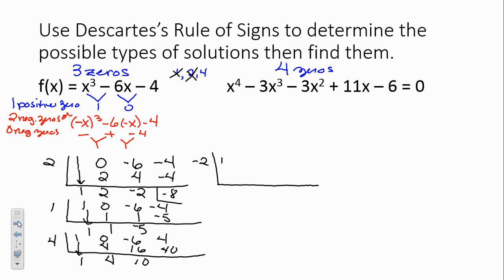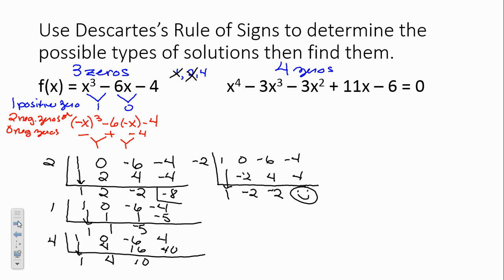Okay. 1, 0, negative 6, negative 4. Drop the 1. Negative 2. Negative 2. Positive 4. Negative 2. Positive 4. There's our happy face. We got a 0. Okay? So we have some kind of complex numbers here that took away one of our positive zeros. Okay, so here we go.